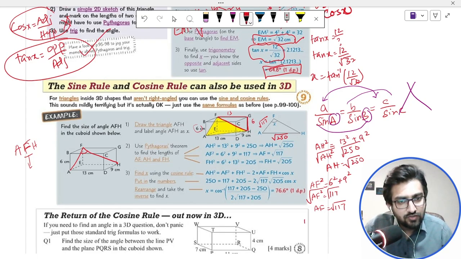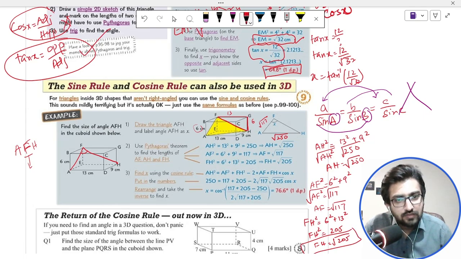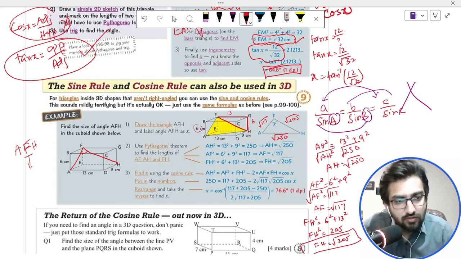So it means FH square is equal to 6 square plus 13 square. So 6 square plus 13 square is 205. Take square root both sides. So FH is equal to under root 205. So this is under root 205. So we calculated all the three sides.